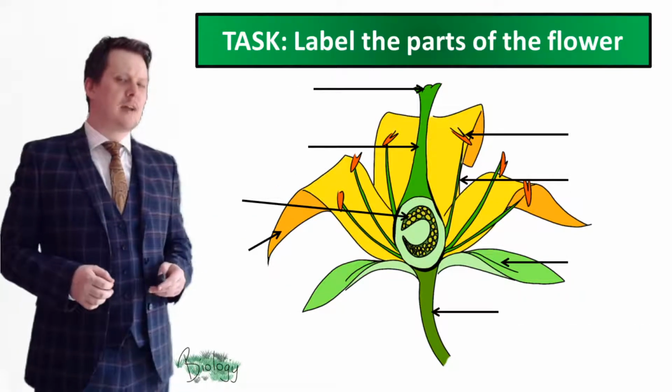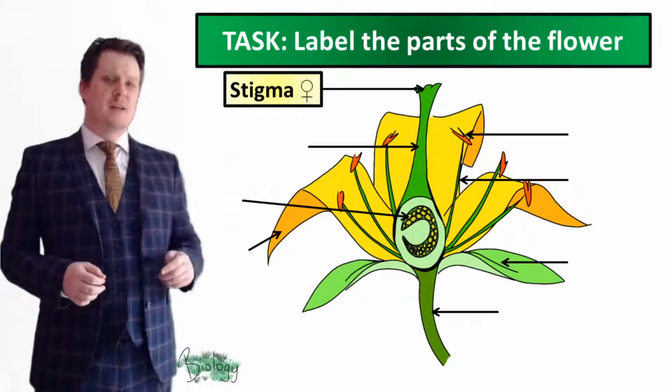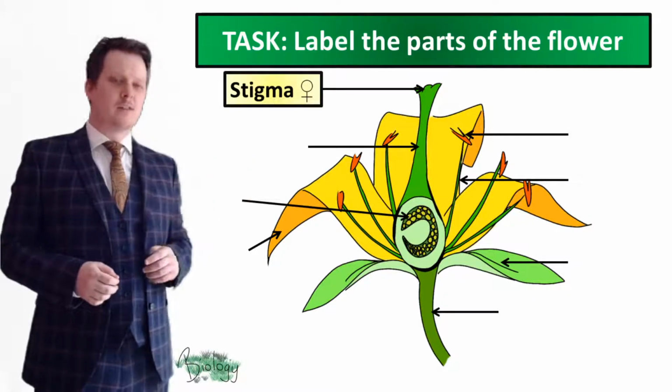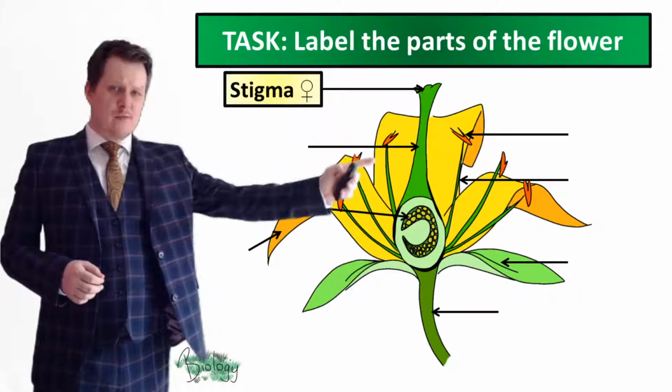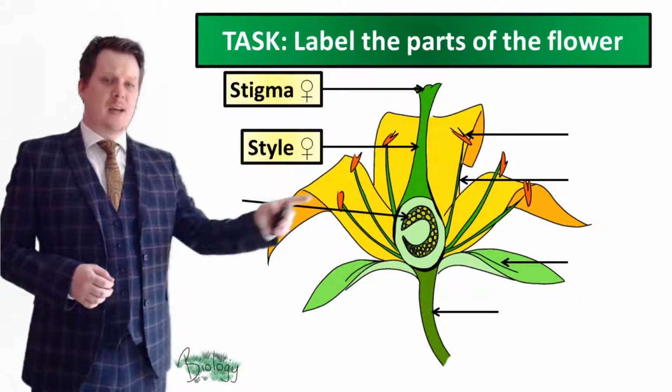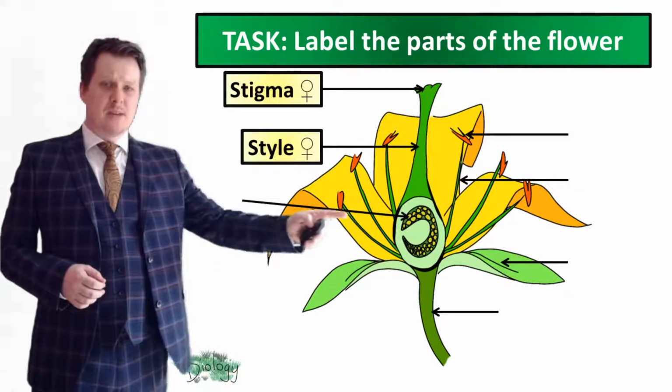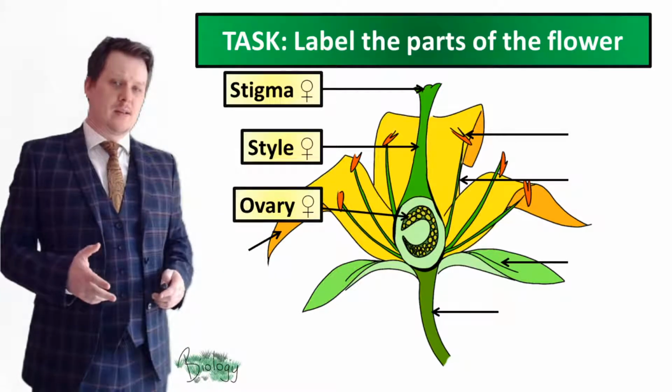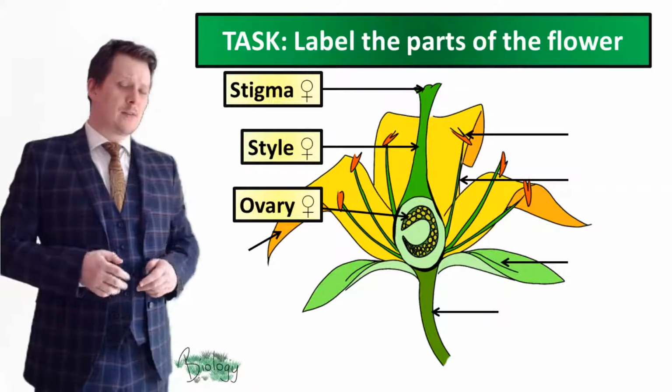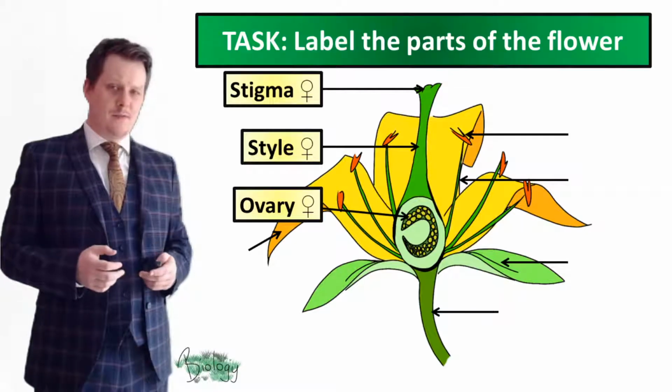So starting right at the top then, we've got the stigma, which is considered a female part of the flower. Down from the stigma we've got the style, and down from the style in the middle we've got our ovary. These 3 parts of the flower are considered the female parts of the flower.